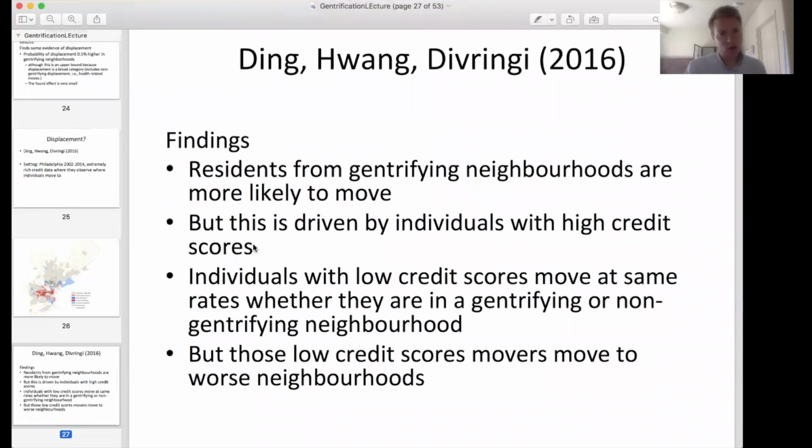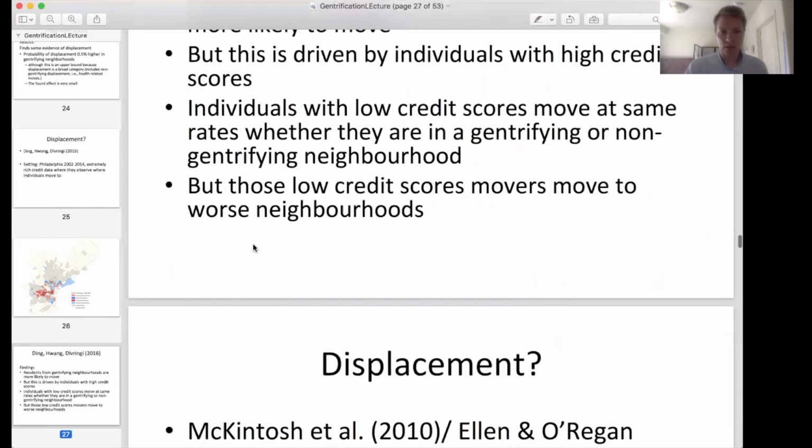And what they find is, okay, they do find that residents in gentrifying neighborhoods are more likely to move, but this is driven by the high net worth existing residents. So this is not the low net worth residents getting pushed out. Rather, it's the high net worth residents saying, okay, my neighborhood's getting more expensive, I'm just going to go live in a different neighborhood now. And they don't find any evidence of the low credit score, low net worth households moving at higher rates. However, those that do move in gentrifying neighborhoods move to worse neighborhoods. Presumably, the neighborhoods that are left open to them are now much worse, as many neighborhoods have gentrified. But there is no difference in the mobility rates of the low credit score households between gentrifying and non-gentrifying neighborhoods.